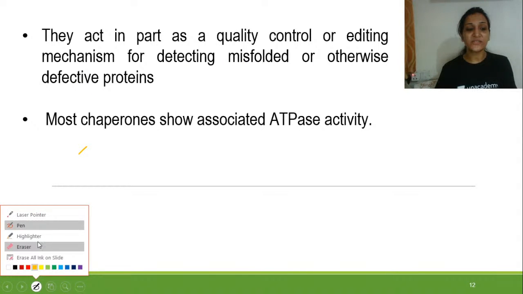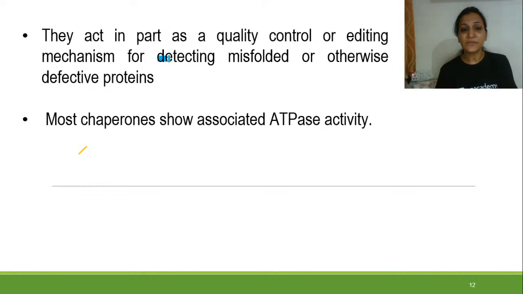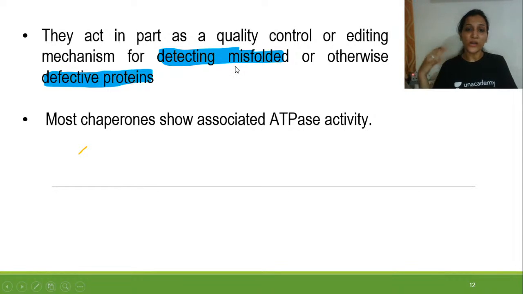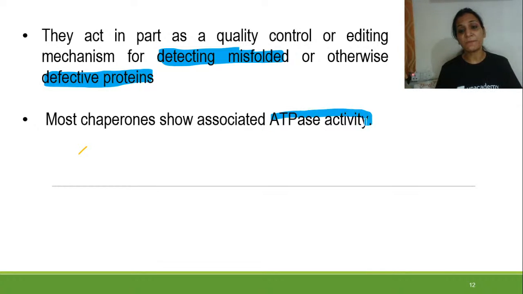What is its function? We have just seen in the last slide that it detects misfolded or otherwise defective proteins. There will be a change in the environment and it will get activated, detect these misfolded or defective proteins, take them inside and start functioning. Now, if chaperones are so important, we need to know whether the activity of chaperones is ATP dependent or not. The activity of chaperones in most cases is ATP dependent.